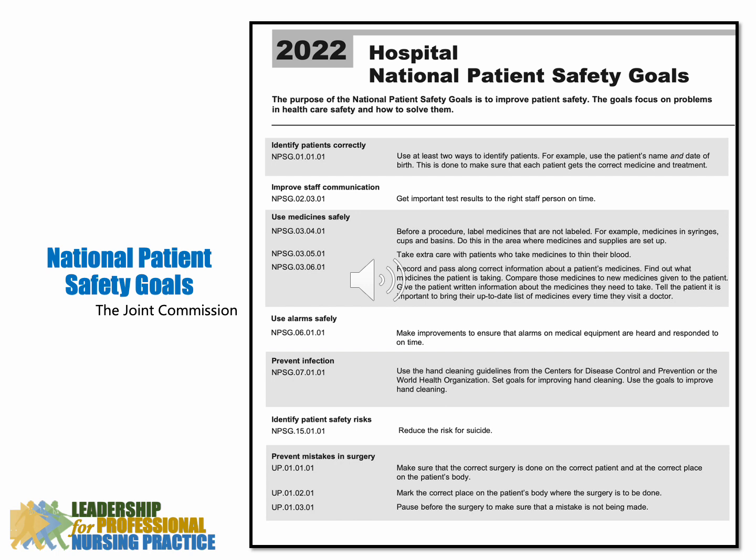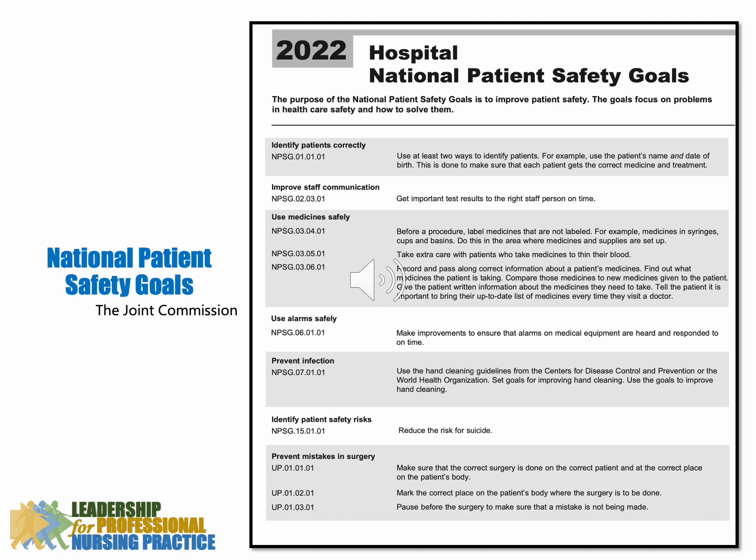For example, in identifying patients correctly, the JCI suggested several ways to prevent errors in patient identification. For example, use at least two ways to identify the patient. It could be the patient's name and the date of birth. To improve staff communication, again, the JCI suggested getting important test results to the right person in time.